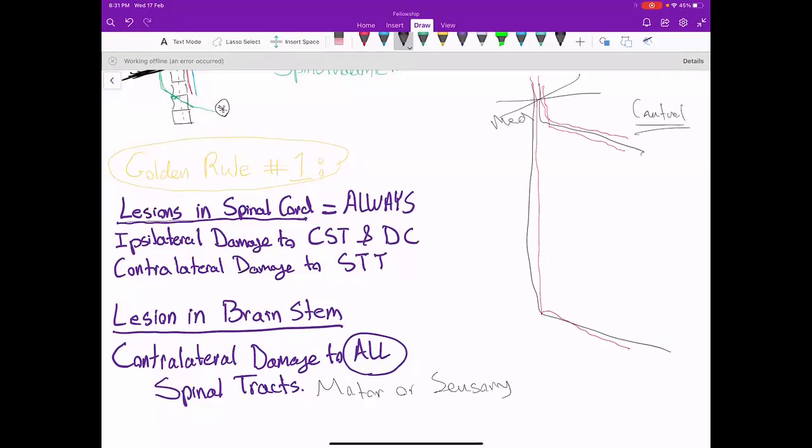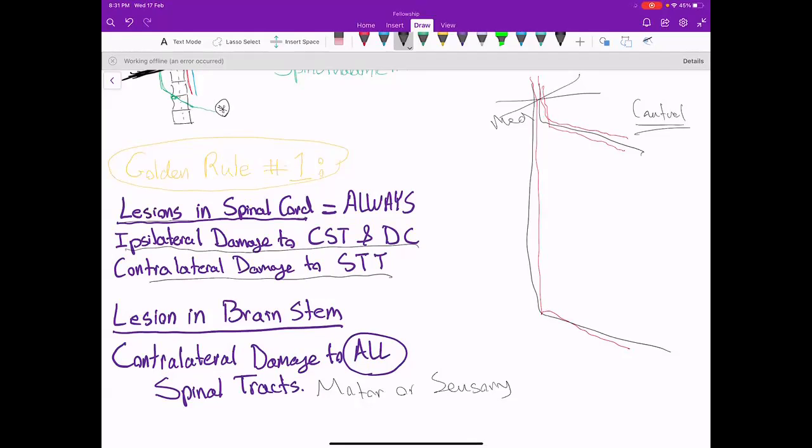Clear? But if it's at the level of the spinal cord, the spinothalamic tract is playing tricks on us because it decussates. It doesn't relay to the ipsilateral spinothalamic tract. The sensory nerve enters the dorsal ganglion, skips the ipsilateral spinothalamic tract, and goes through the anterior commissure to land on the opposite side. So in the spinal cord, we will always have ipsilateral corticospinal tract and dorsal column damage, but contralateral spinothalamic tract. This is simple, right?